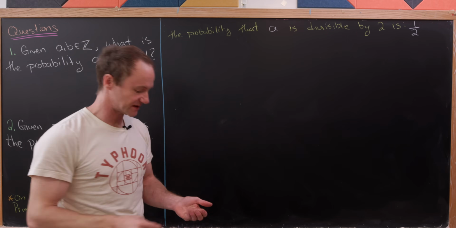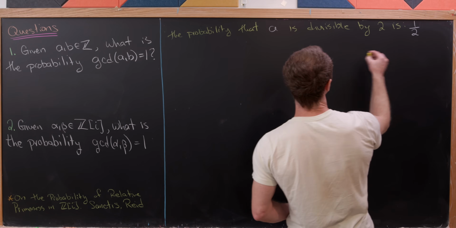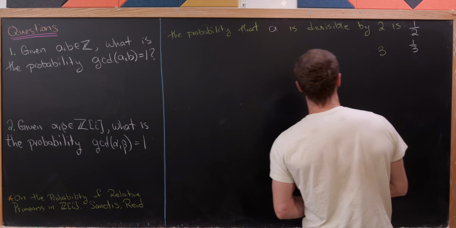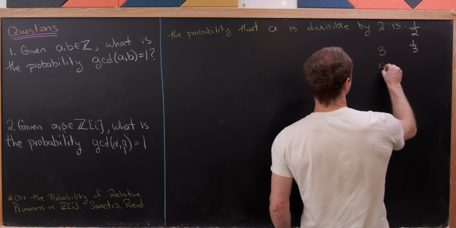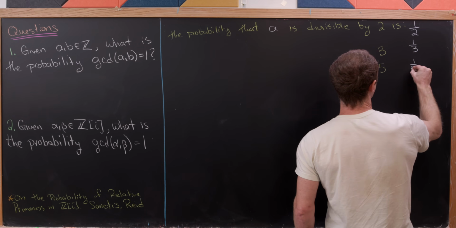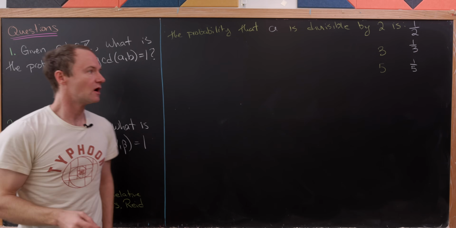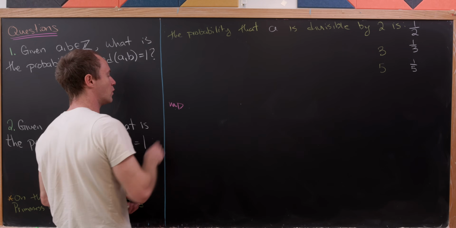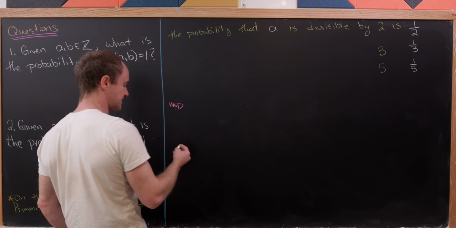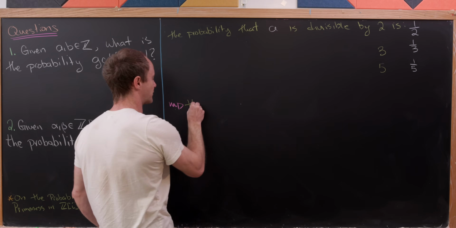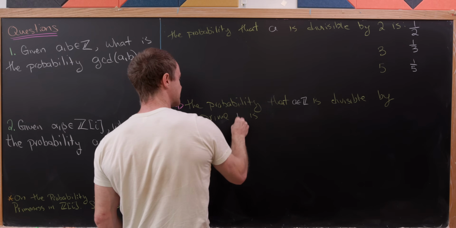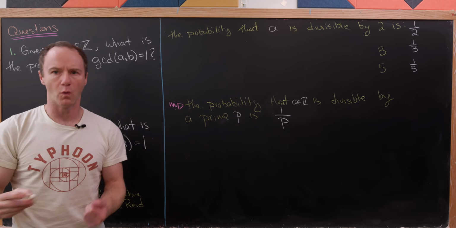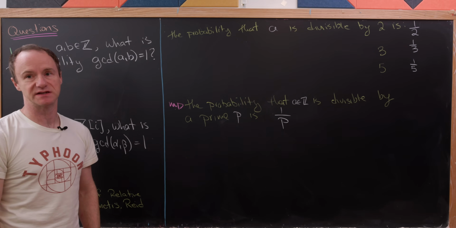And then we could push this higher. What's the probability that a is divisible by 3? I think we can pretty clearly say that this is 1/3. The probability that a is divisible by 5 is pretty clearly 1/5, because 1/5 of all integers are multiples of 5. From this, it quickly extends to the following statement: the probability that an integer a is divisible by a prime p is 1/p. That's because 1/p of all integers is divisible by p.